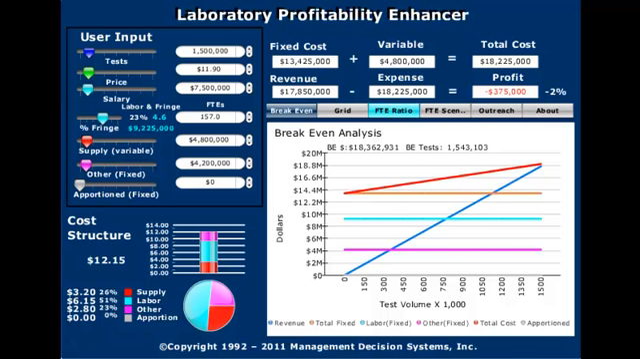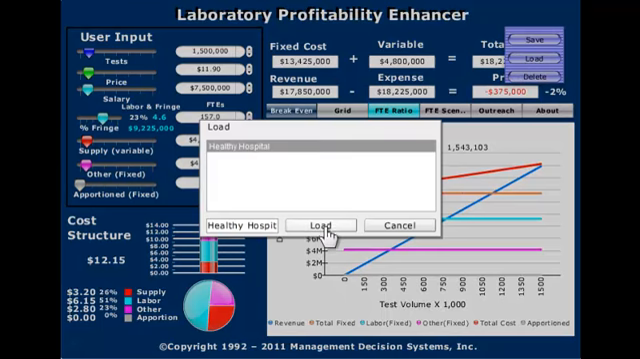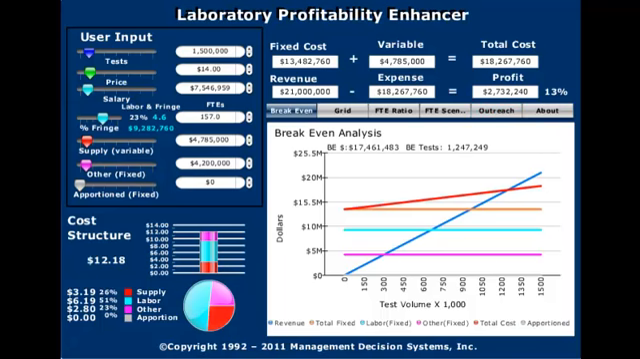Now that we understand how the break-even graph works, let's take a look at what this laboratory's cost structure is.